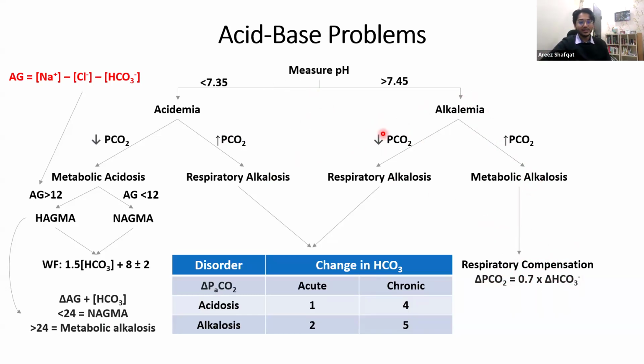The easy way to think about respiratory problems is if pH and PCO2 are going in opposite directions. If pH is low and PCO2 is high, the primary problem is respiratory acidosis. If pH is high and PCO2 is low, going in the opposite direction, the primary problem is respiratory alkalosis. For compensation, always draw this table, all right? For acute, just remember that every 10 change in PCO2 would cause a 1 change in bicarbonate. And chronically, every 10 millimeters of mercury change in PaCO2 would cause a 4 change in bicarbonate, okay?